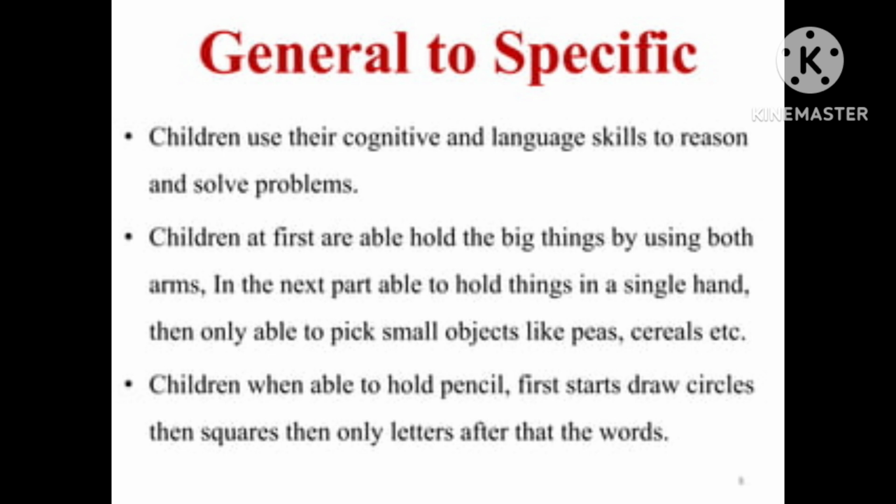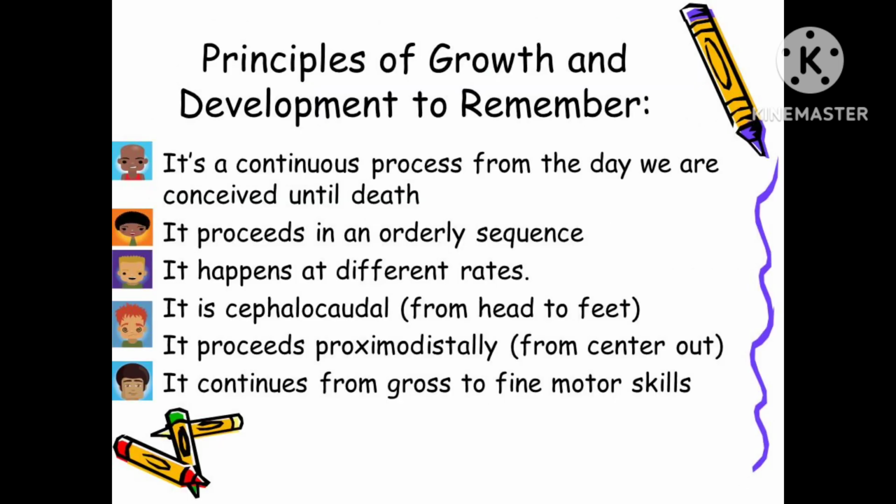I hope you understood the principles of growth and development. I will repeat them once again for review. There are three important principles: growth takes place in a cephalocaudal direction, growth takes place in a proximal distal direction, and growth goes from general to specific. These are the three important points that you should remember, the principles of growth and development.